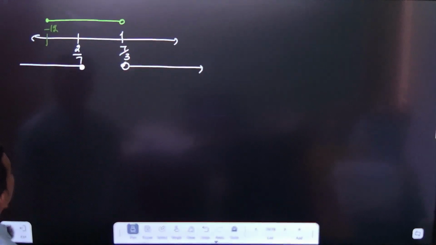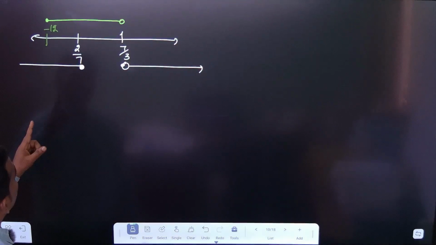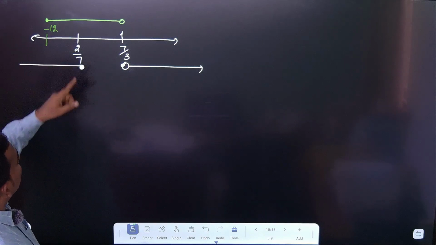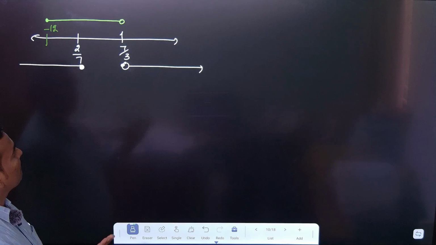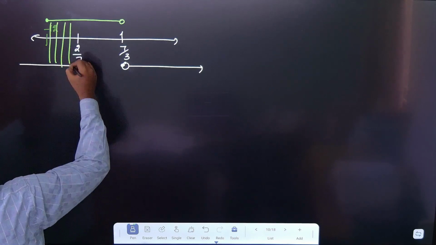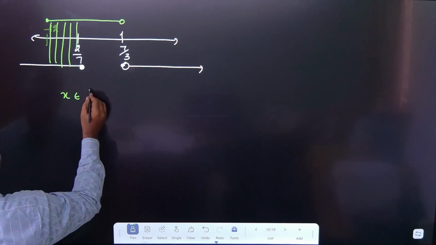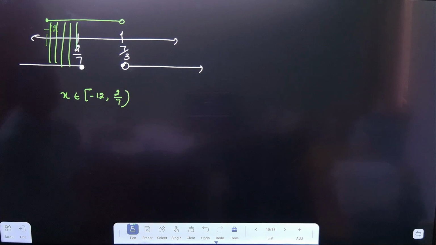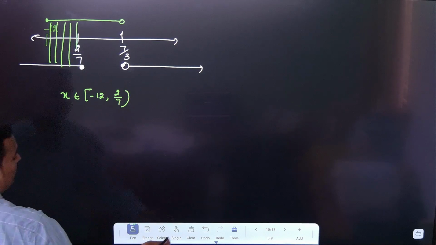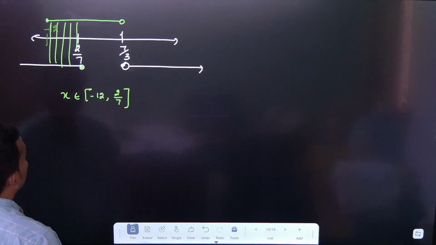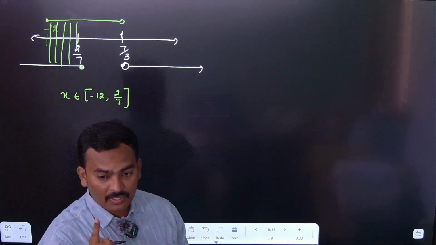Now the whole expression, which is common, students, you can see minus 12 to 2 by 7 is your common domain, right? So x belongs to minus 12 included, 2 by 7 included, sorry, included, right? Because both endpoints would be included. This is your domain of the first function.